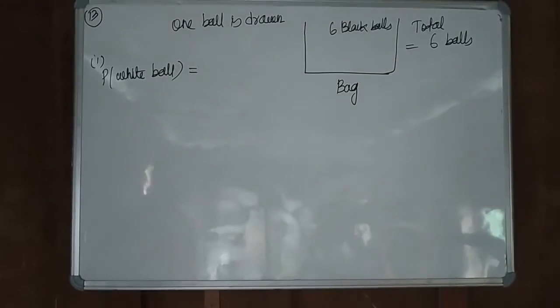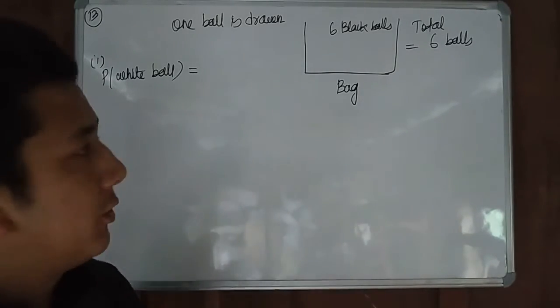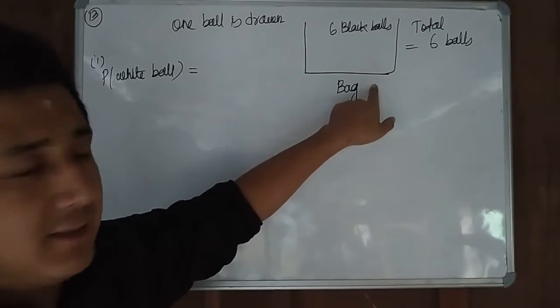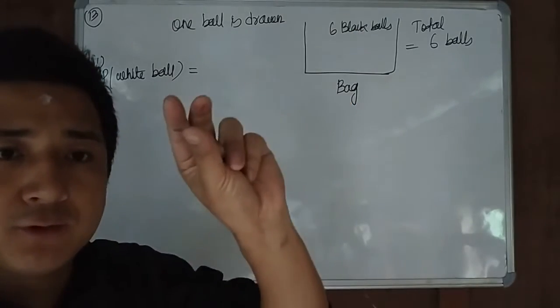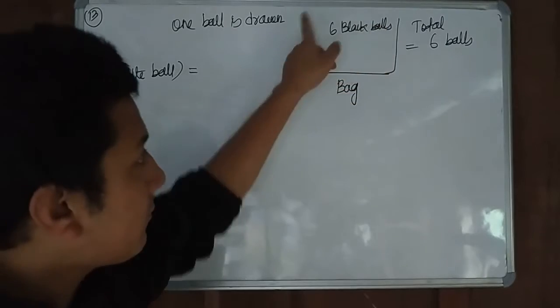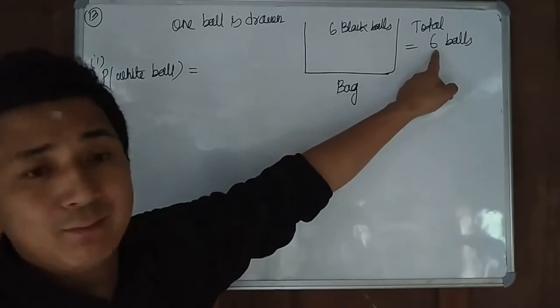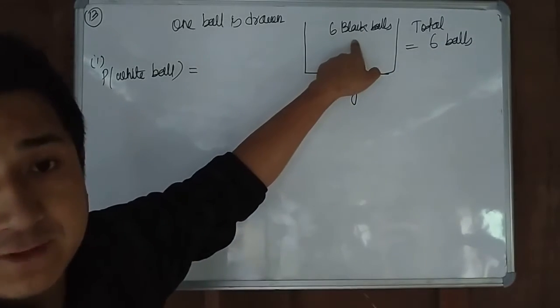Alright boys, so let's move on to question number 13. Question number 13 says, a bag contains 6 identical black balls. So there is a bag, and in this bag there are 6 identical, small size black balls. So how many balls are there in total? There are 6, and all of them are the same color, black.